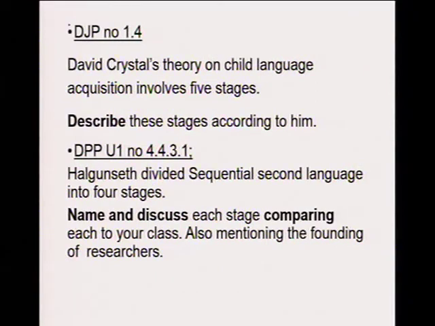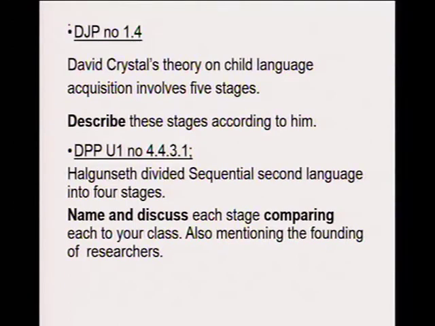Junior primary number 1.4. David Crystal's theory on child language acquisition involves 5 stages. Describe these stages according to him. Now, describe is only the facts from your study guide. But remember, I can also change the verb describe to discuss, and then you will have to give a short discussion on each of the stages.